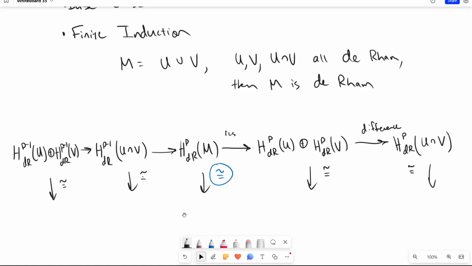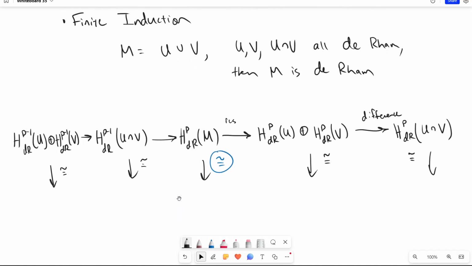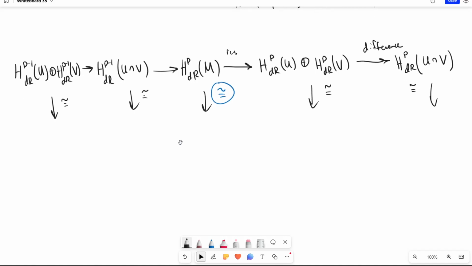So we've written M as this finite union of de Rham manifolds, which all have intersections which are de Rham. And so already for compact manifolds, this finite induction is enough, plus some Riemannian geometry. If you want to go in general, there's some fiddling that you have to do using exhaustion functions, but I will stop for now. Thank you.